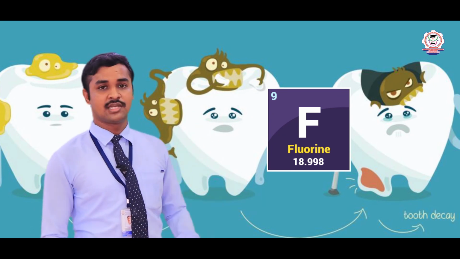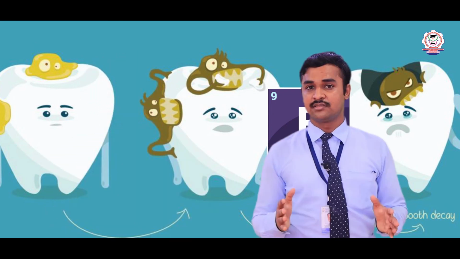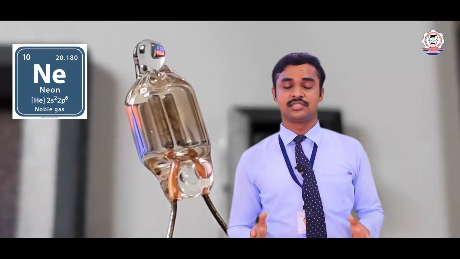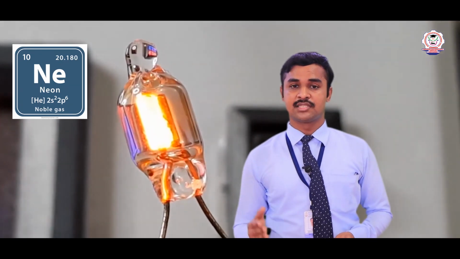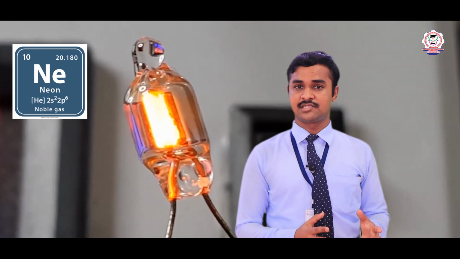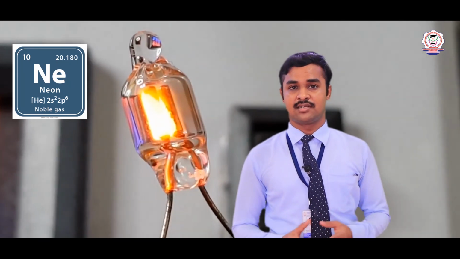And our last element, the 10th one, neon. Neon is nowadays used in indicator lights. Neon can be used in lamps and electrical lights to appear in different colors.